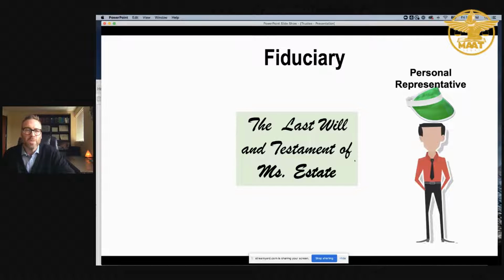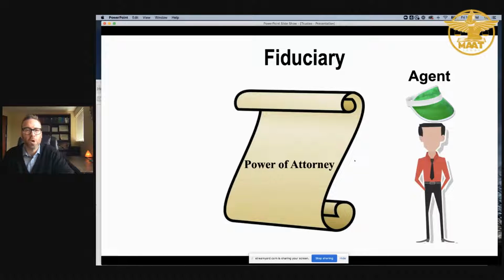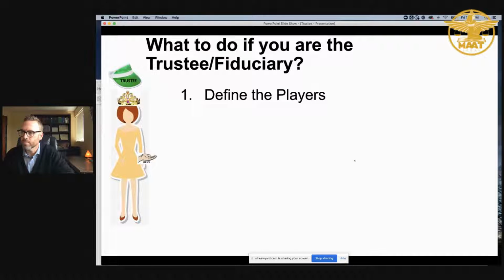In a last will and testament, the person in charge is called the personal representative. And in a power of attorney, the person in charge is called an agent. All of those are examples of fiduciaries. They all have that same green hat signifying that they're a fiduciary.